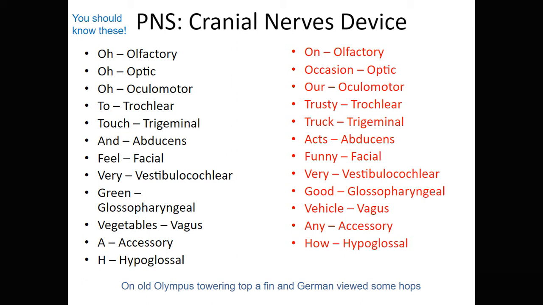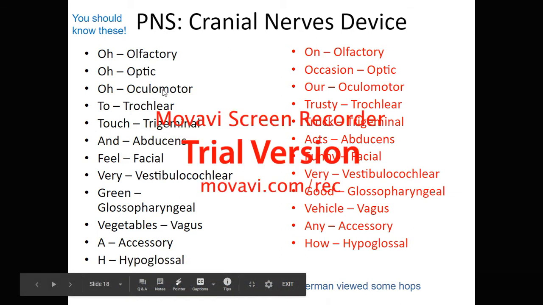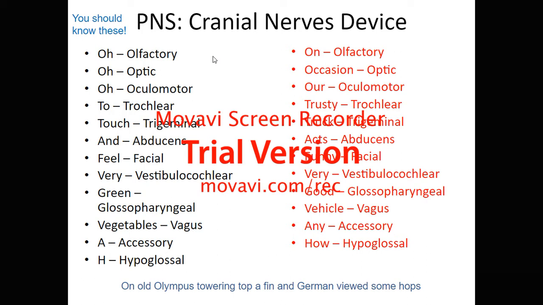So all 3 of those mnemonics go through cranial nerves from 1 to 12, and they go in order. That's the purpose of the mnemonic, and you should know these. You should know the order of the cranial nerves.